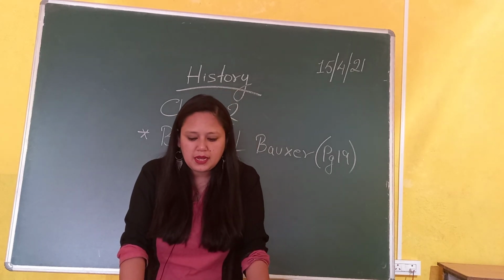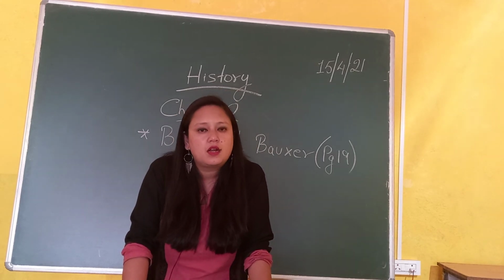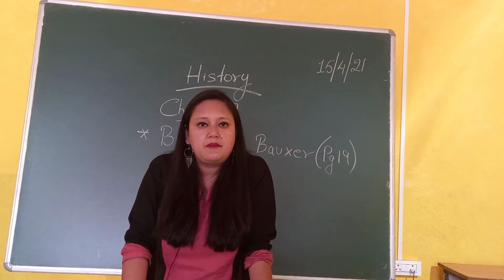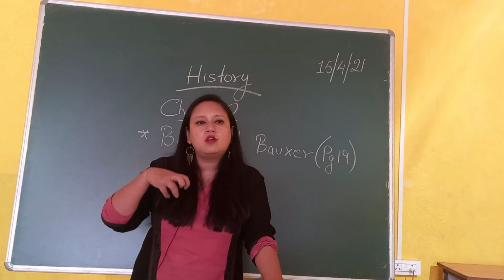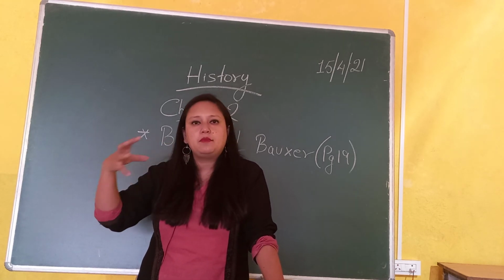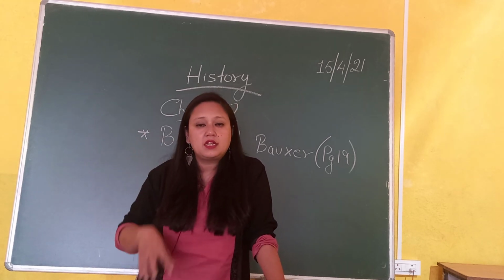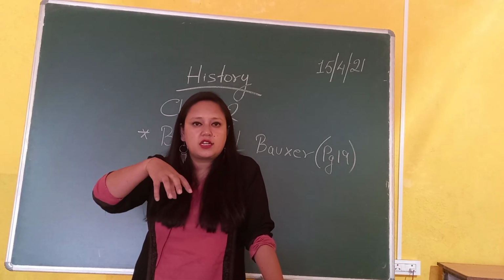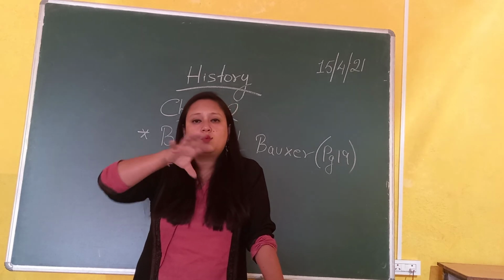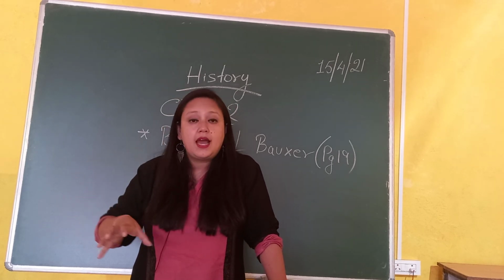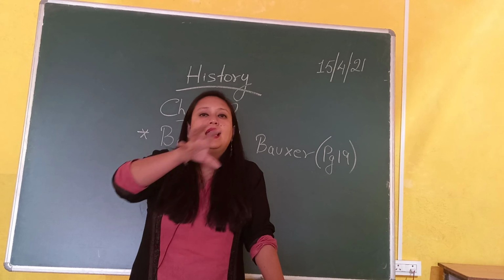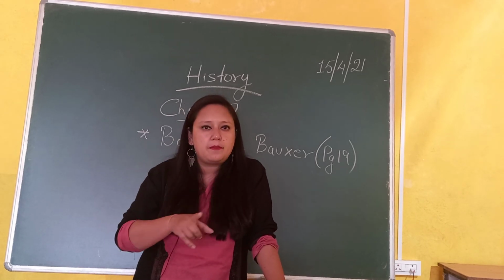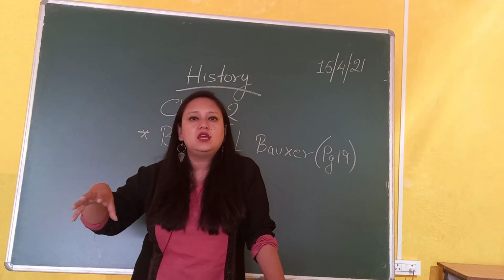Thus Awadh became a dependency of the company. It also served as a buffer state. A buffer state means it was a small state between two large states, meaning it was a small kingdom between two large kingdoms. So the two large kingdoms, on one side was the British and on the other side was the Mughal Empire. The Mughal Empire still existed. So it was a huge empire and the British on the other hand.